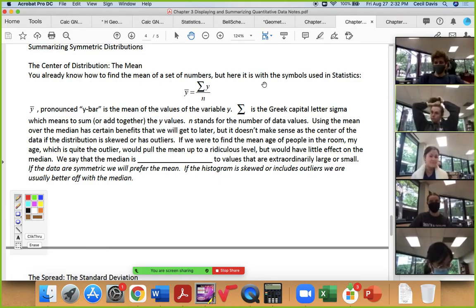So when you have symmetric distributions, and we are going to try to have symmetric distributions whenever possible. We'll talk about that a little bit later, what to do if it's not symmetric. But a lot of the analysis that we do assumes a symmetric distribution. When we do, we will typically find the mean. You already know how to find the mean.